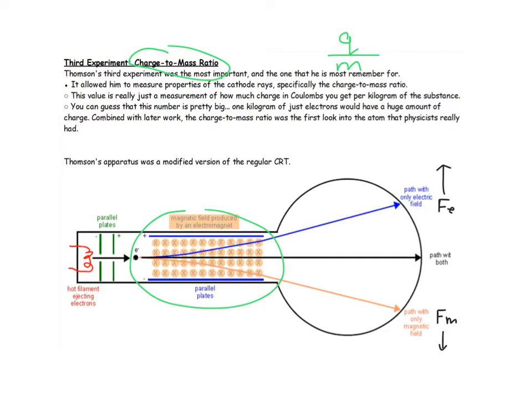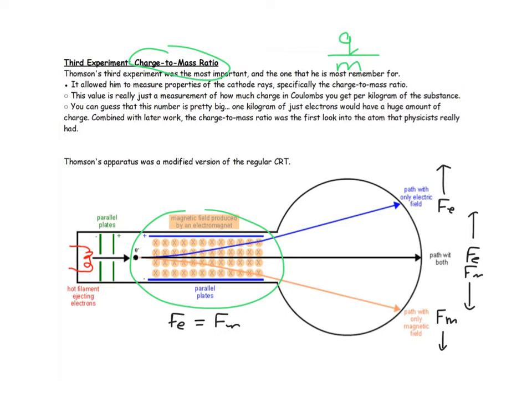Now, if we manipulate both of them so those electrons pass through undeflected, then we know that the electric force up is equal to the magnetic force down. Those forces are equal and opposite. So the electric force is equal to the magnetic force.